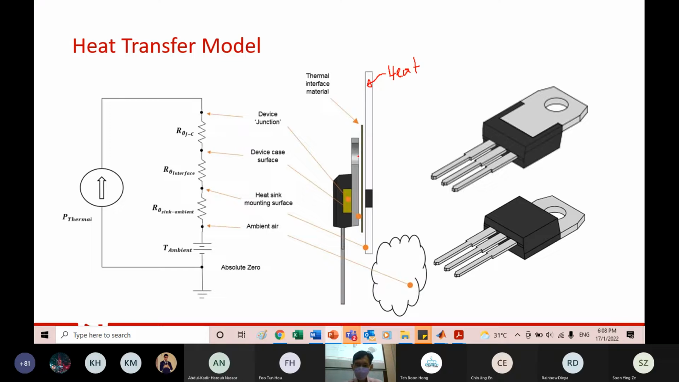And then you will have this metal piece at the back. This metal piece is very important. And we have a die.